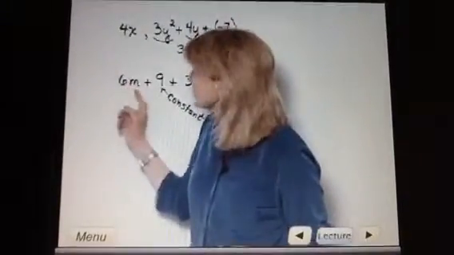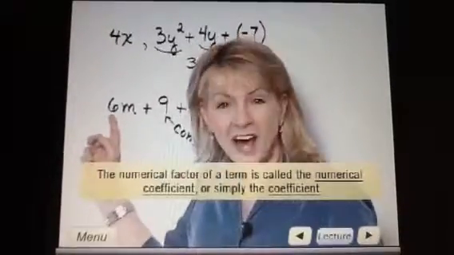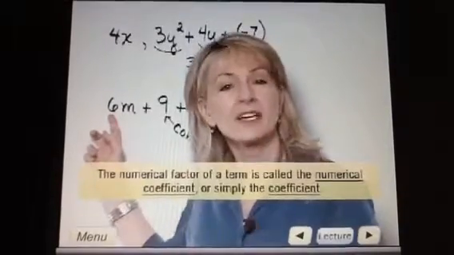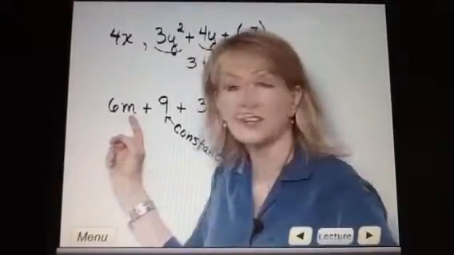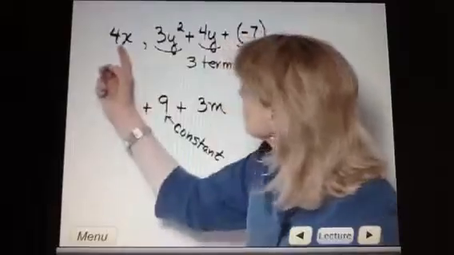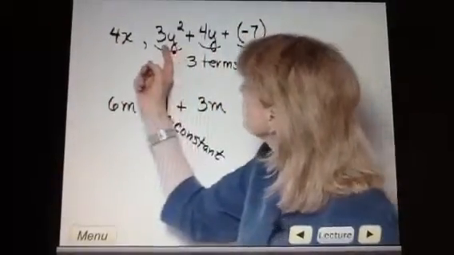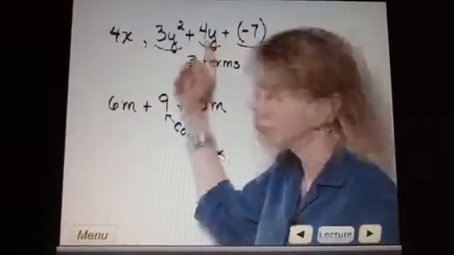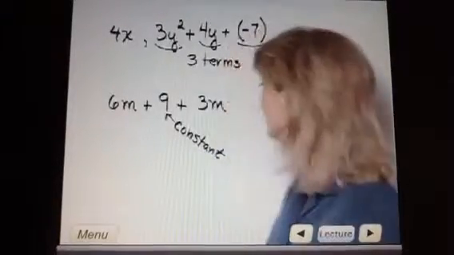Also, I'd like to talk about, let's just look at this term, 6m. Remember, this means 6 times m. We call the numerical factor of a term the numerical coefficient, or sometimes simply the coefficient. So the coefficient of this term, or the numerical coefficient, is 6. The numerical coefficient of this term is 4. The numerical coefficient of this term is 3. The coefficient here is 4. And this is a constant, the constant -7.